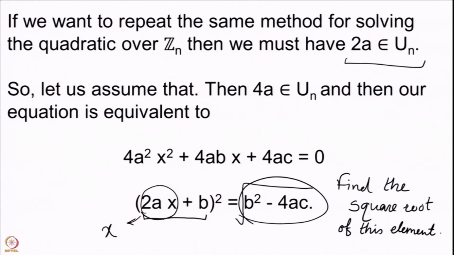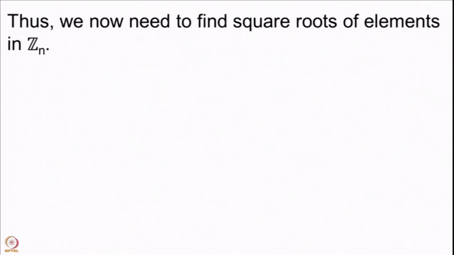This is the same method that we are going to apply, but this whole method hinges on the possibility of finding square roots of given elements in Zn. So, what we need to do is to find square roots of elements in Zn. Is it so easy to find the square roots of elements? Are all elements there which have square roots, or do we have to make some cases about them? So, let us do one example.